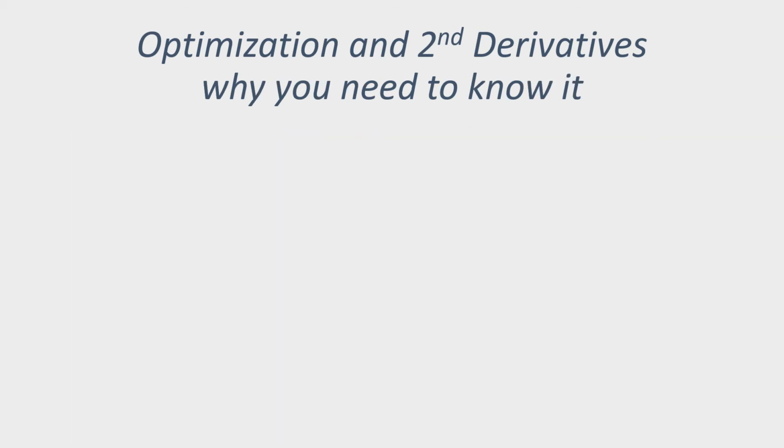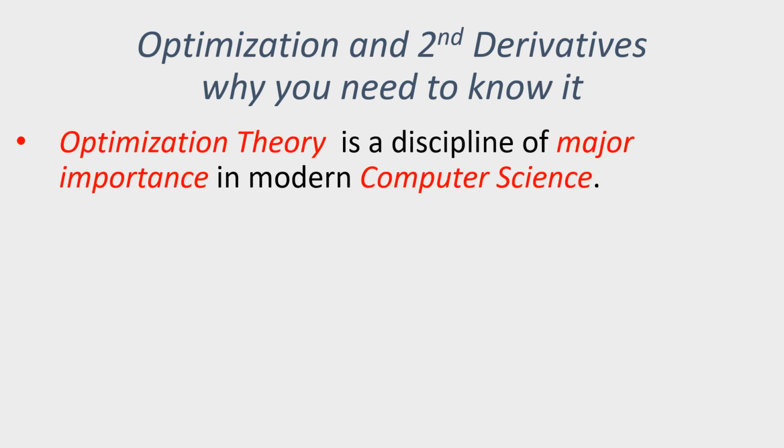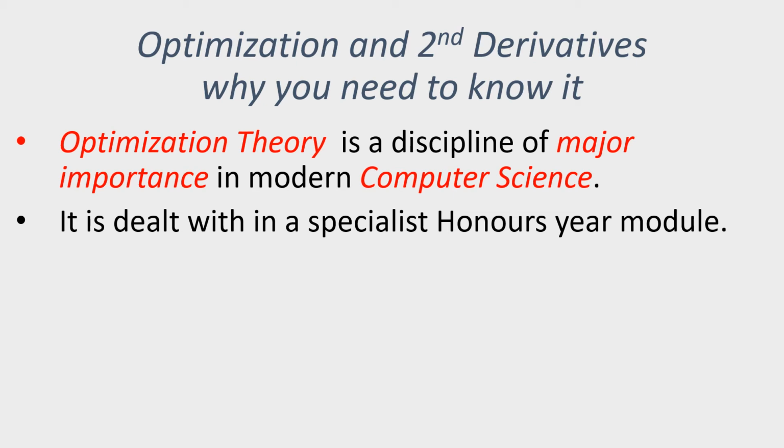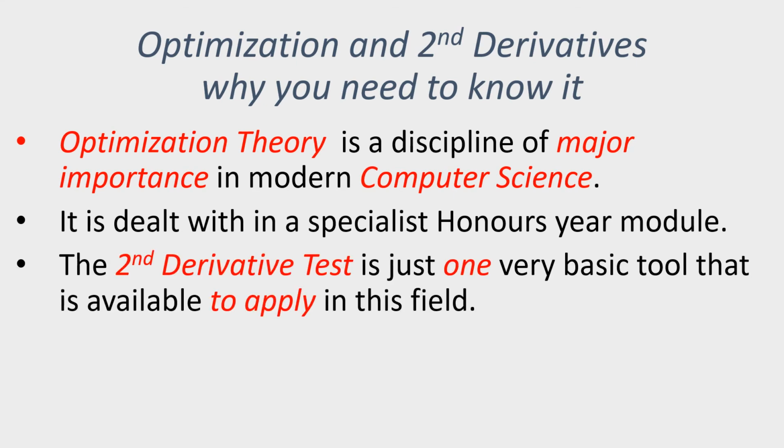So, why do you need to know about the second derivative test? It's because of its application in optimization theory. Optimization theory is a discipline of major importance in modern computer science. There's a specialist final year module dedicated to optimization theory. The second derivative test is just one very basic mechanism that's used to apply to optimization problems.